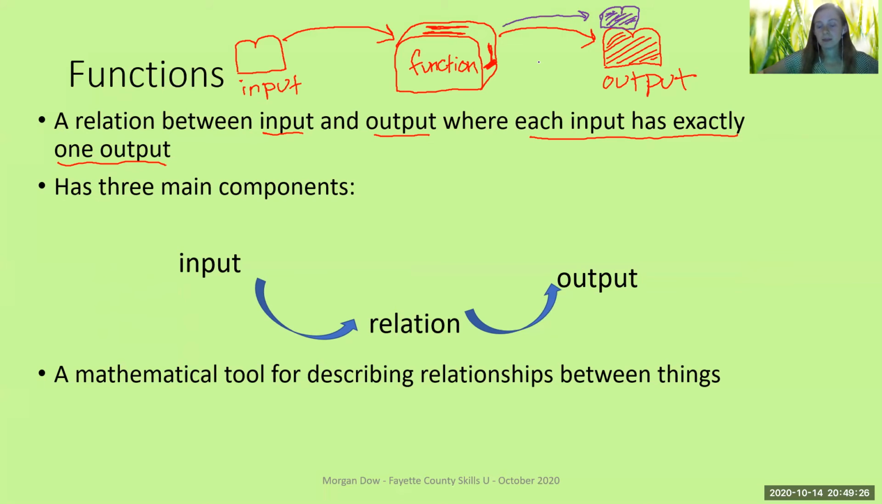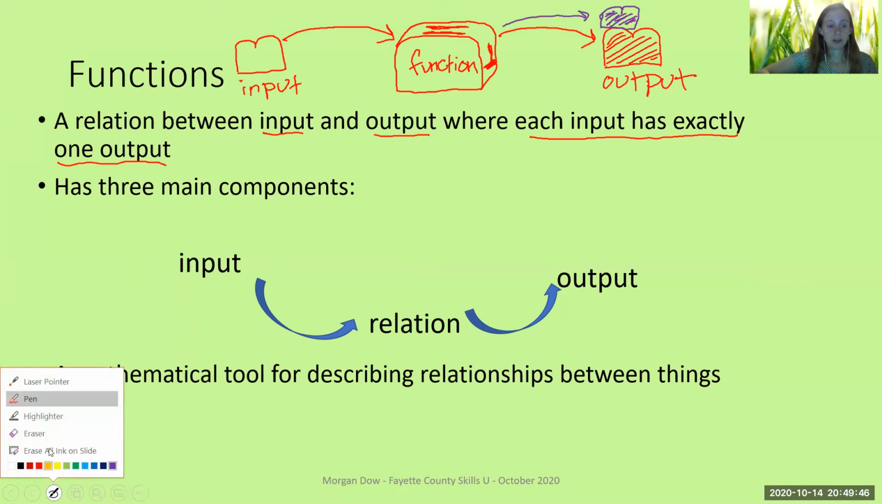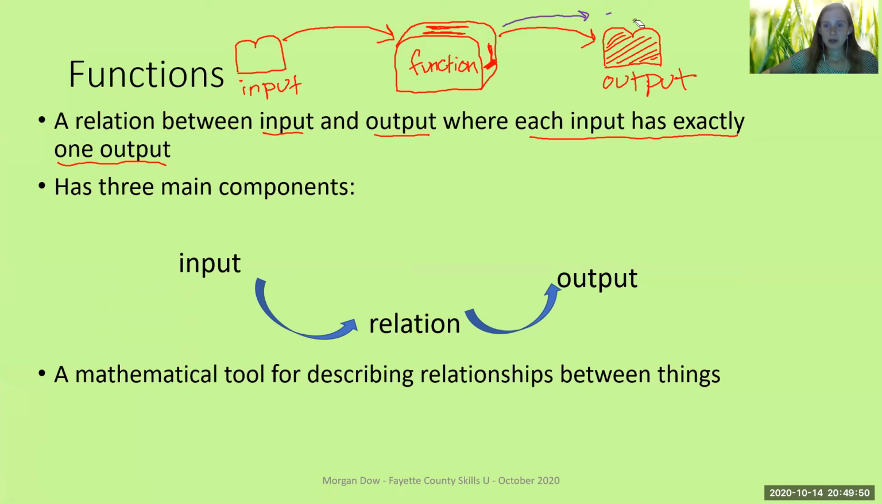So a function is a mathematical machine that follows this rule where you put one thing in, you get one thing out, right? You're not magically turning one piece of bread into 2 pieces of toast. Not that that's bad if that happens, it just wouldn't be a function. Let me erase my magical toast here. So each input gets exactly one output.